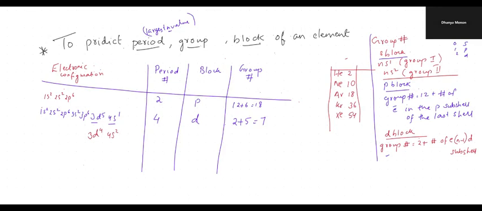So when the expected configuration is 3d4 and 4s2, our period number and block number will not change. What changes is the group number, which is 2 plus the number of electrons in the d subshell, which is equal to 6. This is our answer. This is the exceptional case, the chromium case. So please remember the exceptional cases.